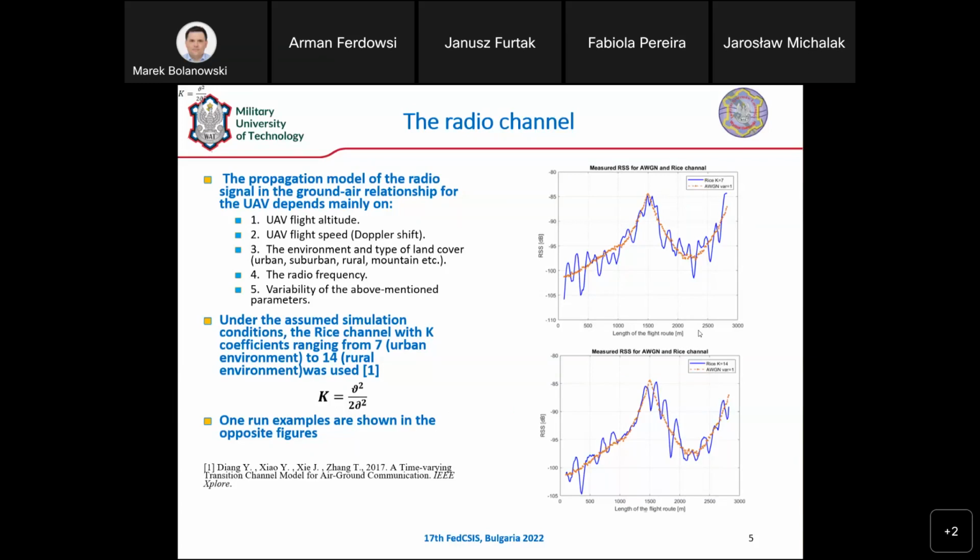On the right and on top, you have an example of fadings of the signal in the Rice channel with K coefficients equal to 7, and the lower one is equal to 14. As you can see, let's look at the top example, if the coefficient is 7, the fadings are quite deeper. It is the blue line.